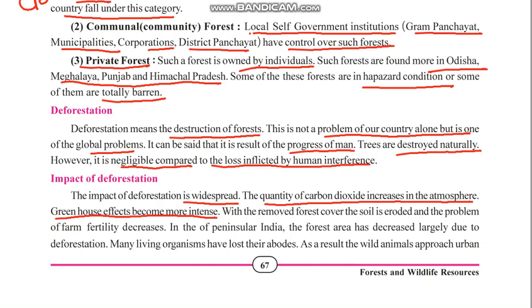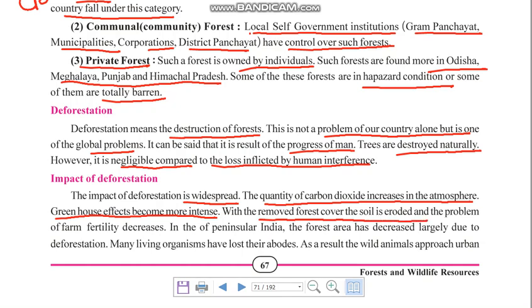With the forest cover removed, the soil erodes and farm fertility decreases. When we cut down trees, there are chances of soil erosion. We already studied soil erosion in chapter number 8, and due to that the fertility of the farm also decreases, and this is a great problem for the farmers.